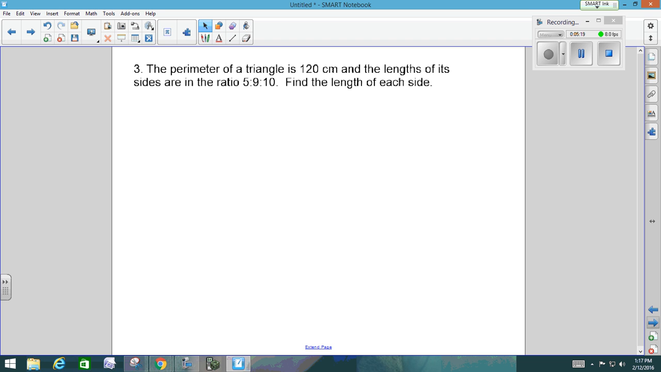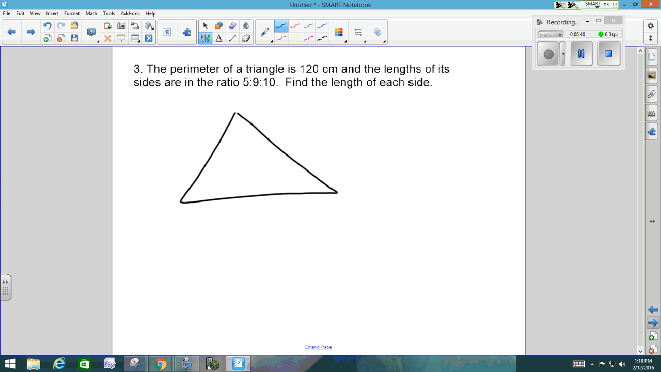Third one. The perimeter of a triangle is 120 centimeters. The lengths of its sides are in the ratio of 5 to 9 to 10. Find the length of each side. Perimeter, perimeter, perimeter. How do you find perimeter of something? Great. You add up all the sides. So I have this triangle here. And the ratio of their lengths is 5 to 9 to 10. I'm going to do just like I did on that other one. I can rewrite that as 5x, 9x, 10x. So these are representing the lengths of the sides. Well, just put them on there. 5x, 9x, 10x. So now I know the three side lengths.